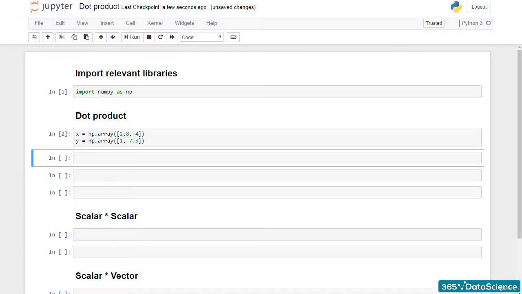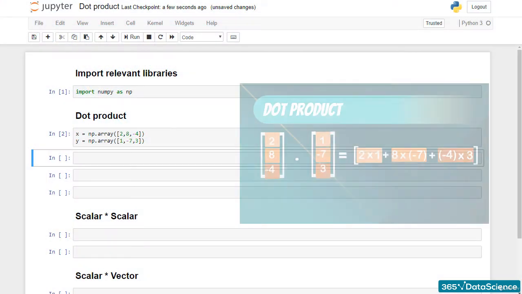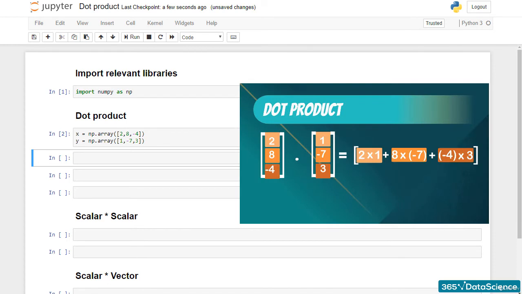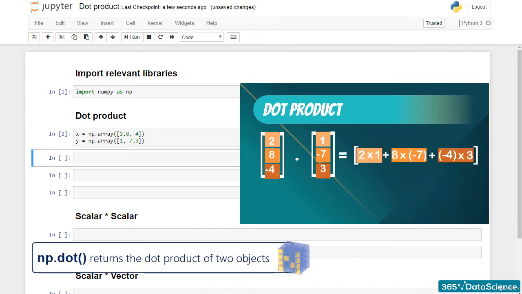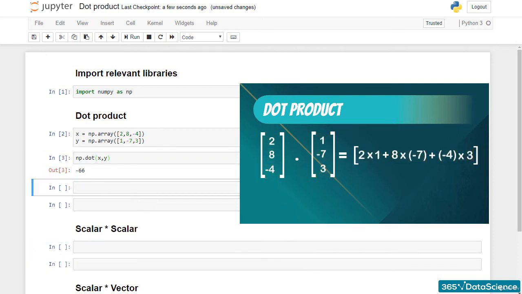In Python, we would need to declare the two vectors. Next, we will use the method dot provided by NumPy. So, np.dot(x, y). This will give us the dot product, which is minus 66.